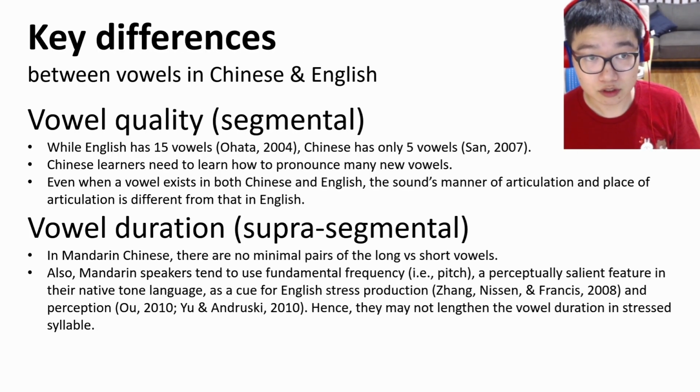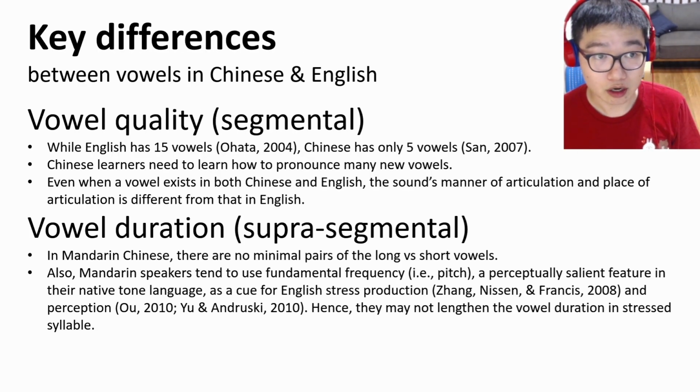In terms of the key differences, there are two parts. The first one is vowel quality, also known as segmental. While English has 15 vowels, Chinese has only 5, which means Chinese learners generally have to learn how to pronounce many new vowels. And even when a vowel exists in both Chinese and English, the sound's manner of articulation and place of articulation is usually different from that in English.